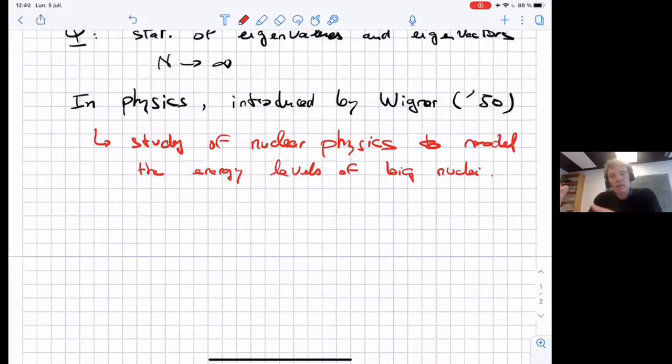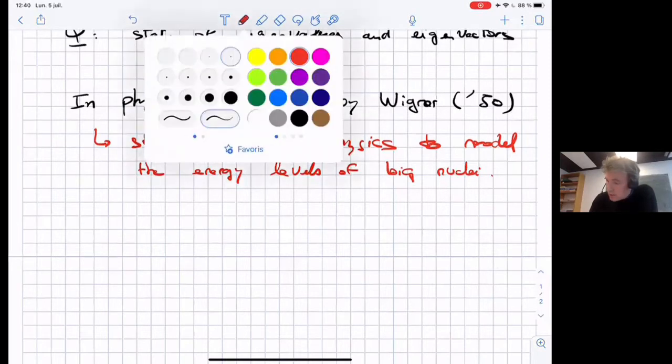And then it turns out that this approach was extremely successful. And after that, this kind of approach, that means studying random matrices for various physical systems, became extremely popular. And since then, there have been a lot of applications.